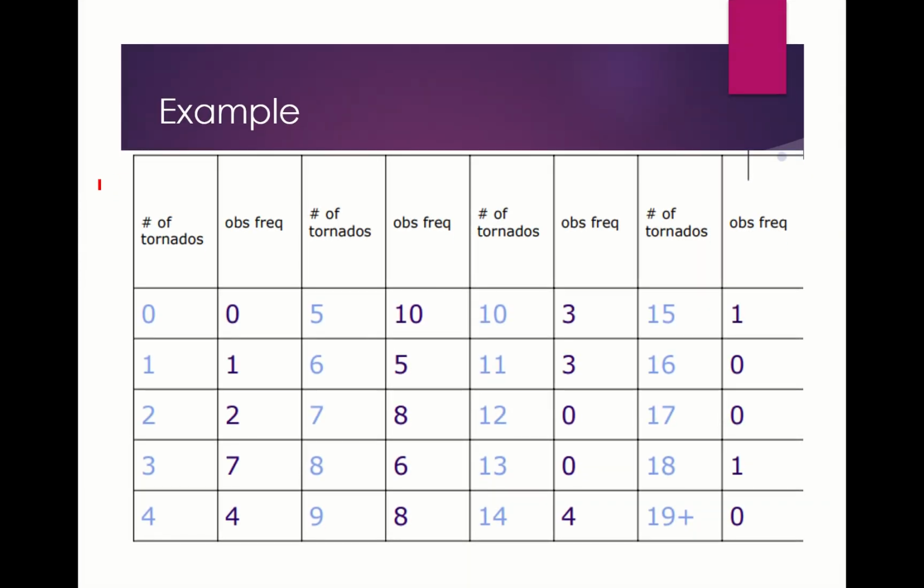So you would take your data, kind of like with the Poisson distributions before, where you would have the number of tornadoes and the number of times that number of tornadoes was observed, right? So for example, 3 tornadoes was observed 7 times, 13 tornadoes was observed 0 times, 14 tornadoes observed 4 times.